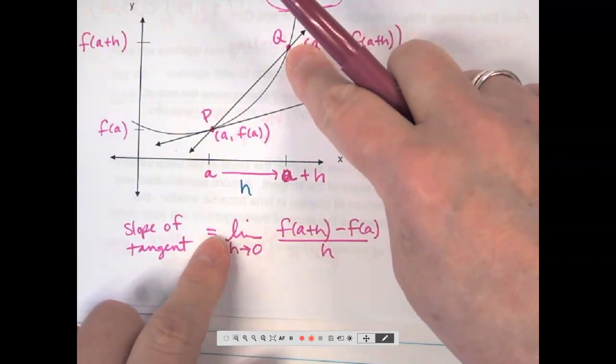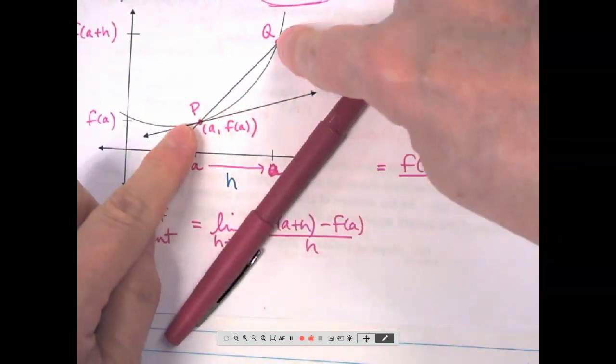Now I could find the tangent at Q. In that case, I would let P get closer to Q.